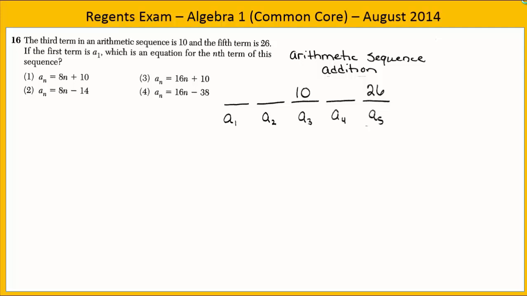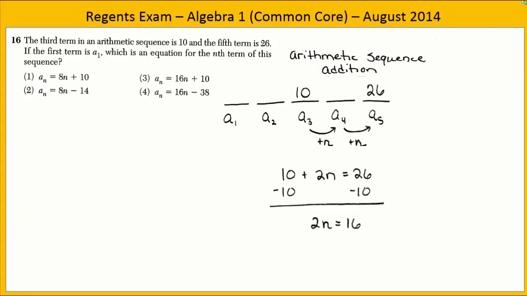The third term is 10, and the fifth term is 26. To go from 10 to 26, we added some number twice. Let's call that number n. What is the common difference? Well, 10 plus 2n gave me 26. The number that we added each time was 8, and so the common difference is 8. We can use that common difference to fill in the blanks. 10 plus 8 is 18, and 18 plus 8 gave me 26.